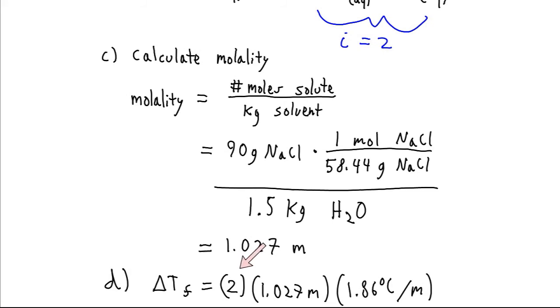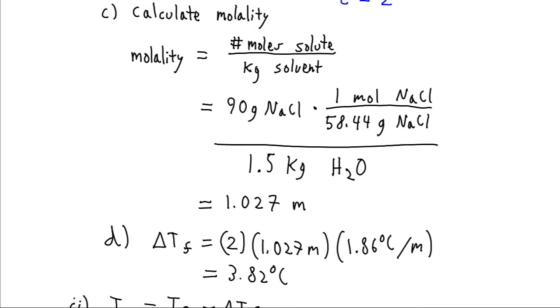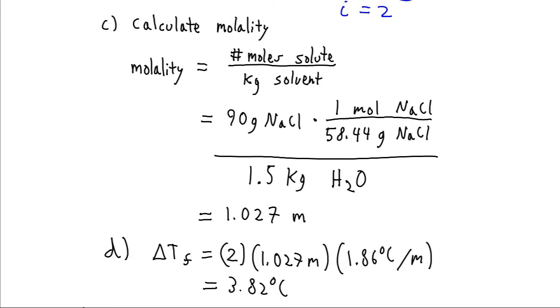So van 't Hoff was 2, molality was 1.027, our freezing point depression constant, 1.86 degrees Celsius per molal. And the molalities cancel, so we get units of Celsius. Our total change is 3.82 degrees Celsius.